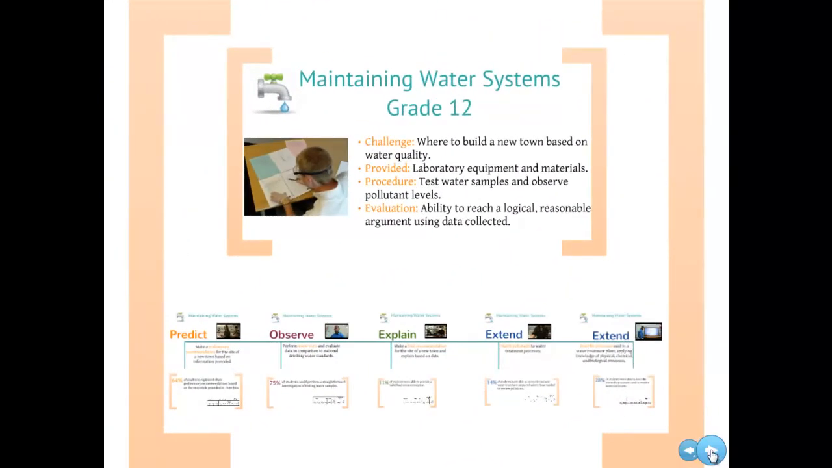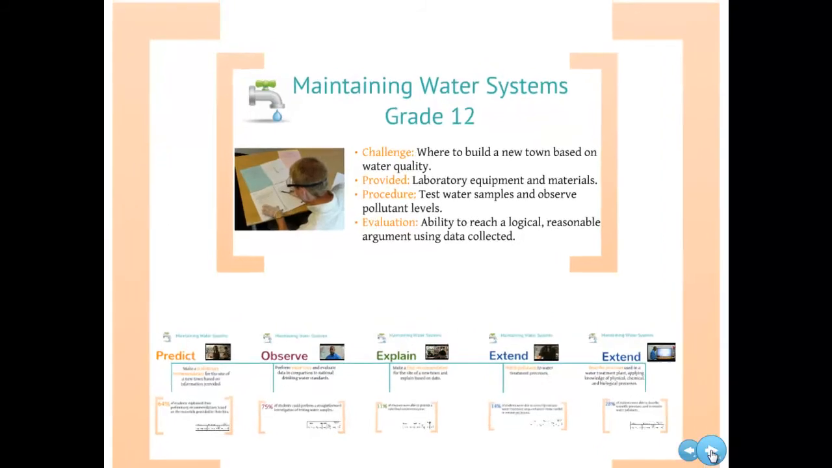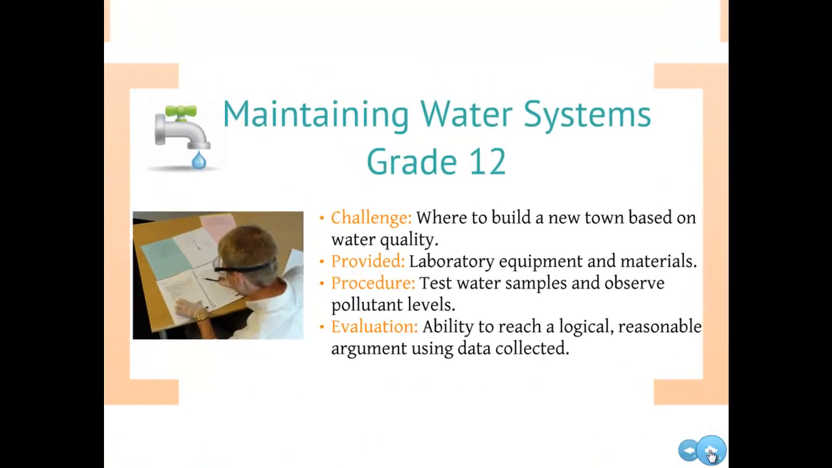Maintaining water systems is a grade 12 hands-on task. Students were asked to investigate the best site for building a new town based on the quality of the water supply. Students were given laboratory equipment and materials for performing experiments. They were instructed to test water samples and observe the levels of specific pollutants. And they were evaluated on their ability to present a reasonable, logical argument to support their choice of where to situate a new town. For the release website, we made a video to demonstrate this particular task. I'll be showing you pieces of the video to illustrate the steps of the task throughout this presentation.